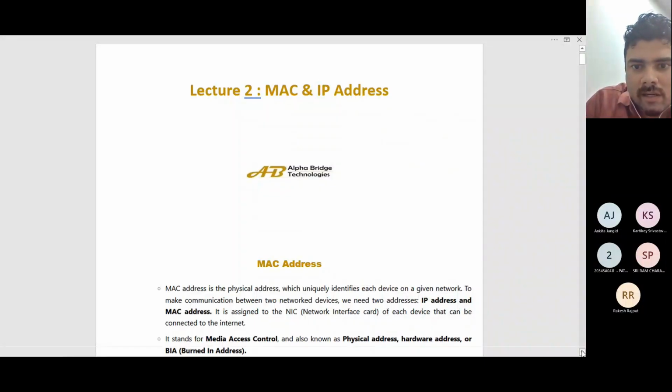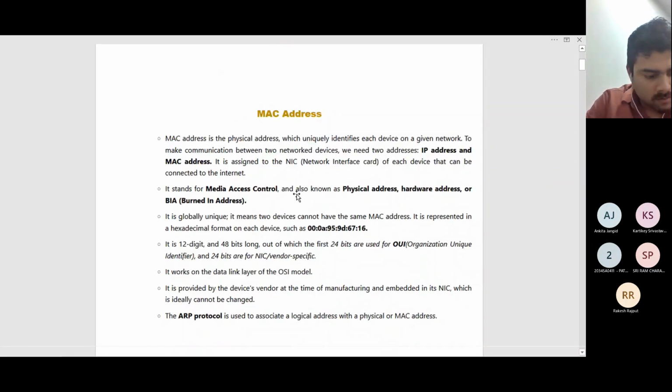So lecture 2, MAC and IP address. Yesterday we learned about L2 switch, Ethernet port, SFP port, serial port. So every network device has a single unique MAC address. And MAC address is a data link protocol which works on every network device.